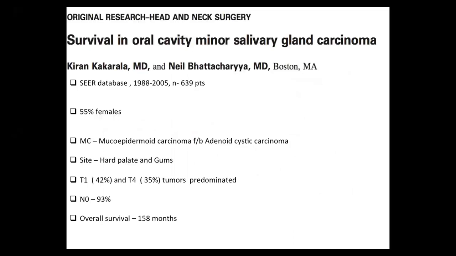Then came the paper after 77, 104. We have come higher up, seeking a SEER database where they looked at survival in oral cavity, total 639 patients. Females were about 55%. Most common was mucoepidermoid, followed by adenoid cystic carcinoma. In the prior paper, adenoid cystic carcinoma was much more common than mucoepidermoid. But by and large, in the palate, you find more of mucoepidermoid than adenoid cystic in most of the series.